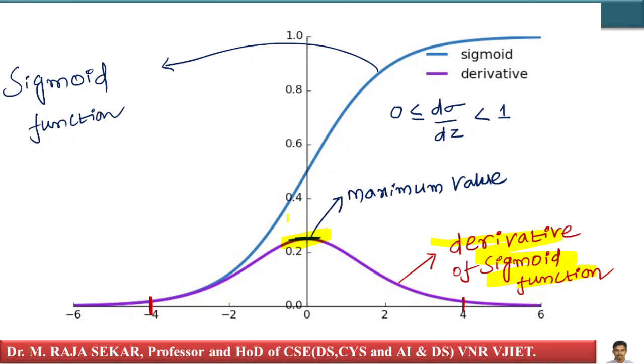The derivative of sigmoid is always less than 0.3, it is always less than 1, and of course always greater than or equal to 0. Therefore, 0 less than or equal to d sigma by dz less than 1. This is a very, very important thing. We will see why it is important in the next lecture. This is a very interesting function. This property of sigmoid has some problem. We will discuss it maybe in the next lecture, or in some lecture after 1 or 2 lectures.